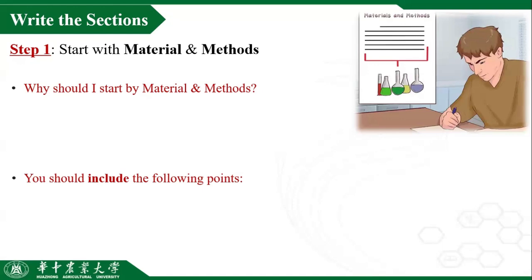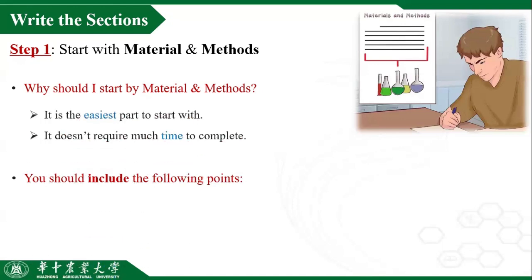So first, we suggest starting with the methodology, the materials and methods part. Why should we start with this? Because it's the easiest part to write or to start with, because this is just to list what you have done and what materials were used, what the equipment, what the instruments, and everything. So it doesn't require any time to finish. You just list and follow another paper's methodology, and you just write what you have done.